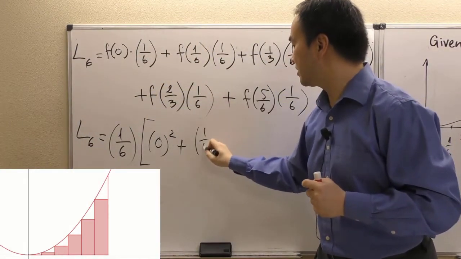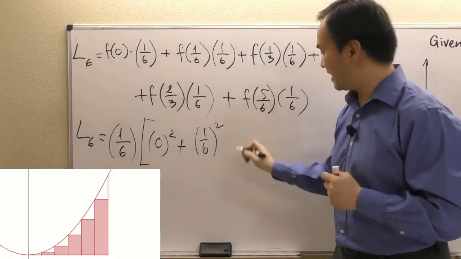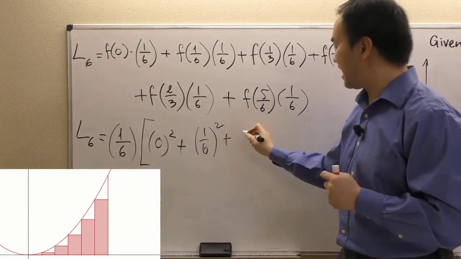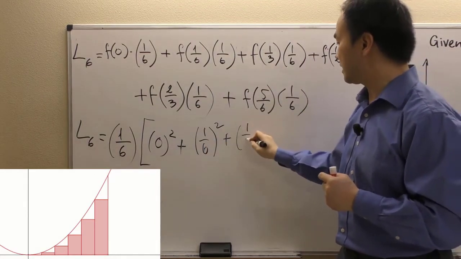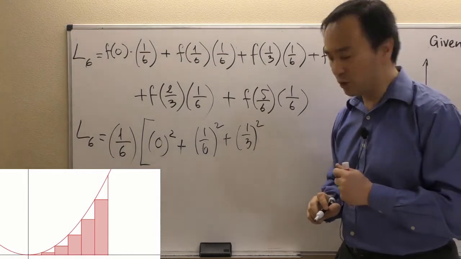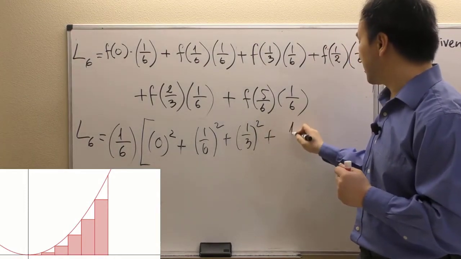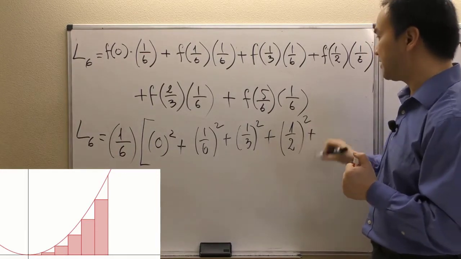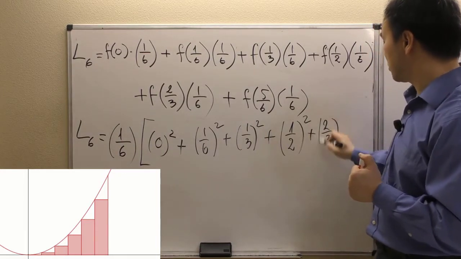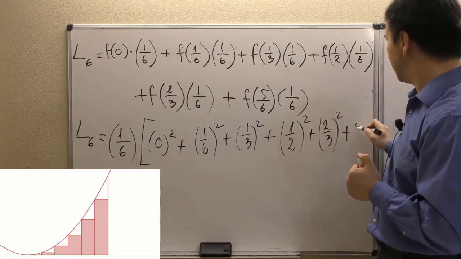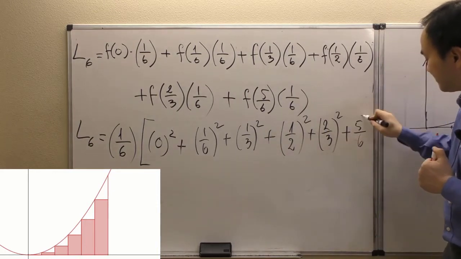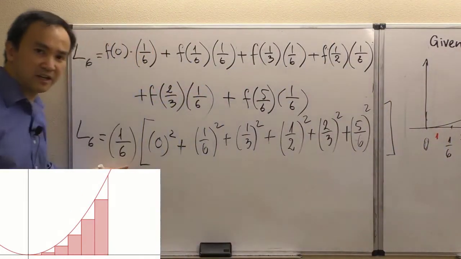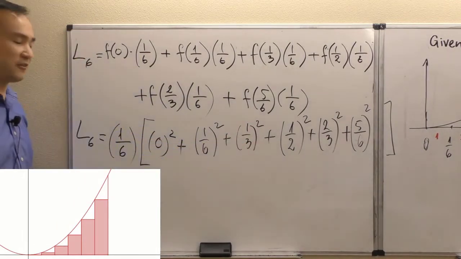So 1/6 squared, okay? And the third one, so first rectangle, second height, right? Third height now is going to be f at 1/3. So it's 1/3 squared, because our function is still the square function, plus 1/2 squared, and so that's my fourth one. My fifth one here is 2/3 squared, and my last one here is 5/6 squared, and I'm going to close the brackets. So this setup here should be good for us to come up with a final numerical answer.